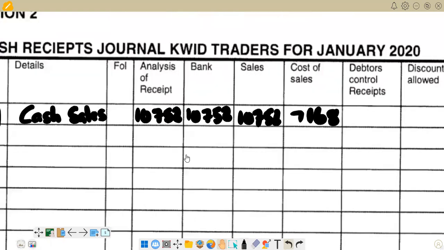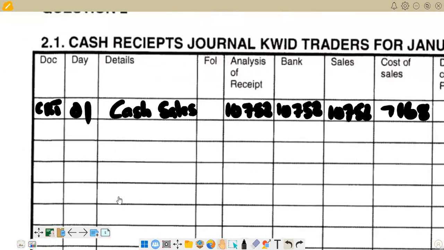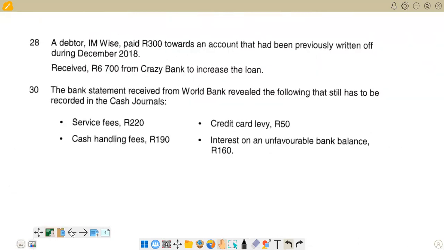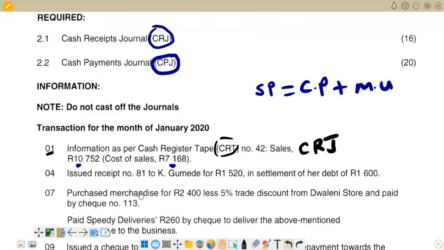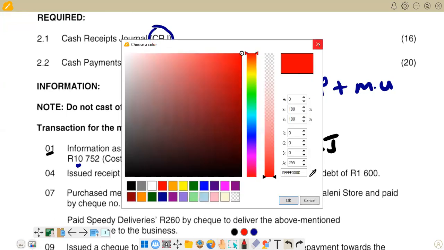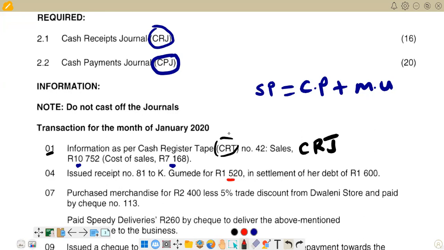We go to the next one. Go back to the question to look at the next transaction and see what it affects. The next transaction is saying issued receipt number 81 to K Gumede for 1,520 rands in settlement of 1,600. So we are concerned about the amount that was received. The amount that was received is 1,520 rands. So this is the amount that we are concerned with.